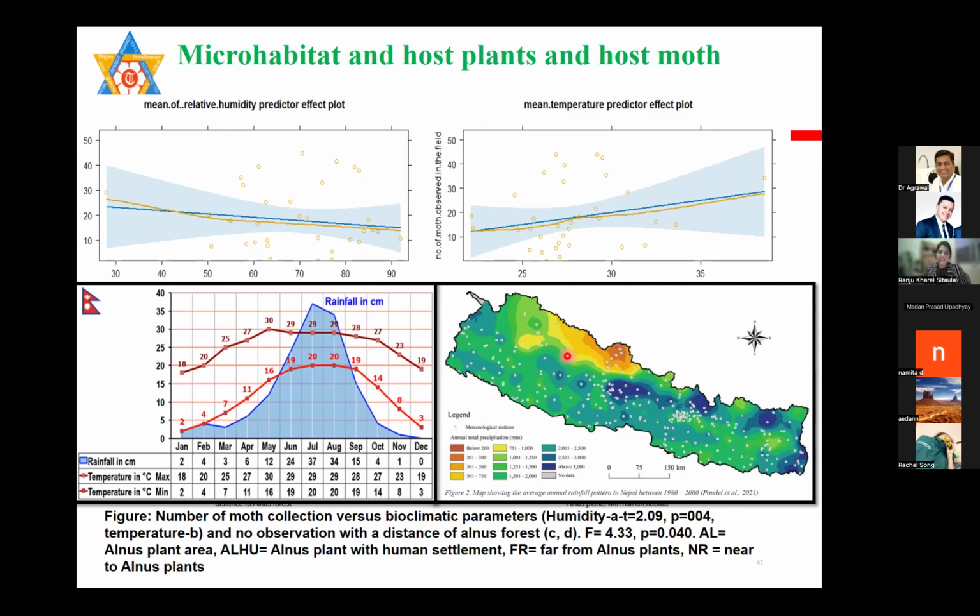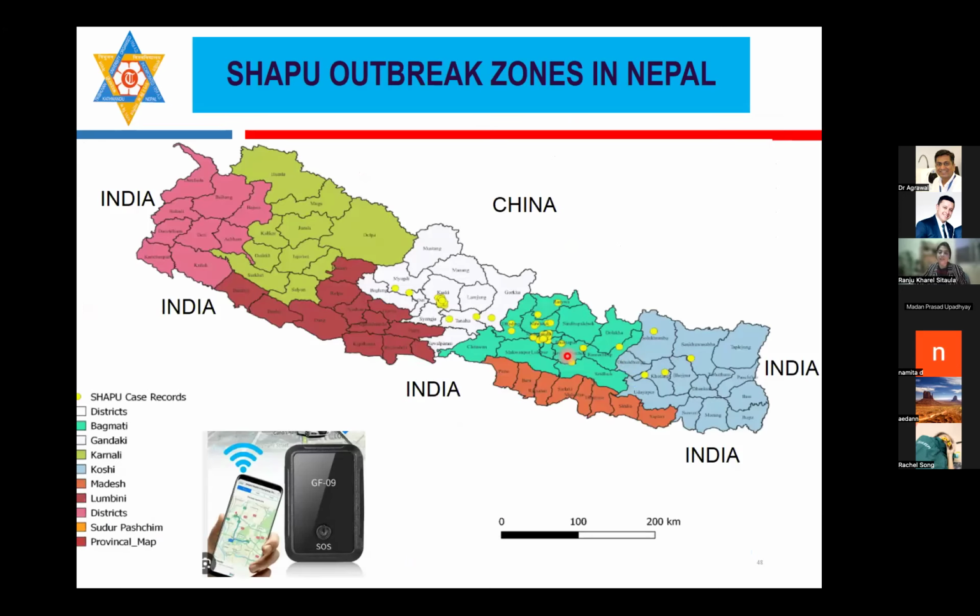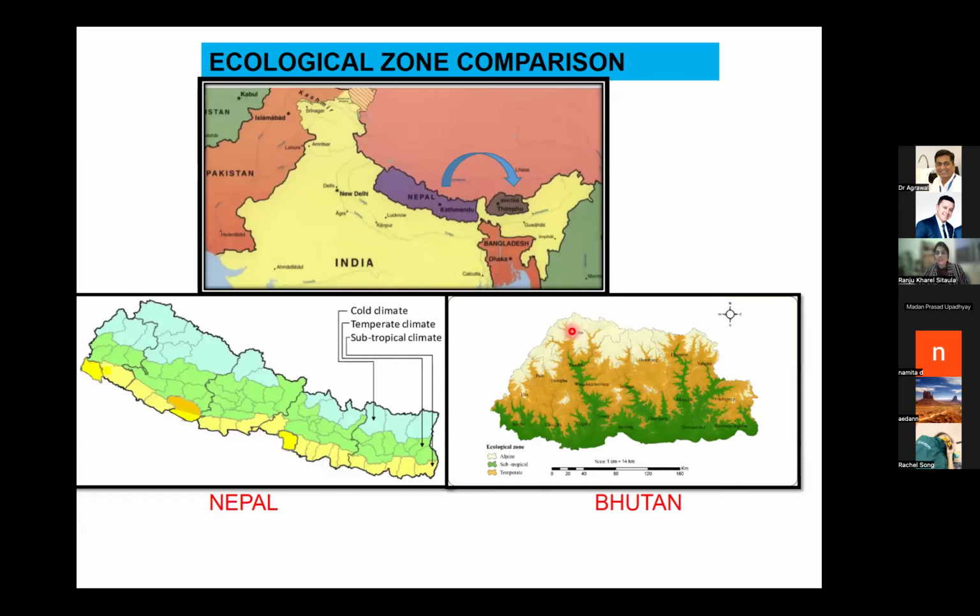So Alnus nepalensis, as the name nepalensis would say, these trees are very specific to Nepal. When we studied the distribution of SHAPU in Nepal, we found that again these are the mid mountains and mid hill regions of Nepal, not towards the border side of India where it is a hot climate, and not towards the mountain side where it is very cold. So that particular terrain, that particular ecological dynamics was very important, and we found that this ecological dynamics of Nepal was quite similar to that of Bhutan also.